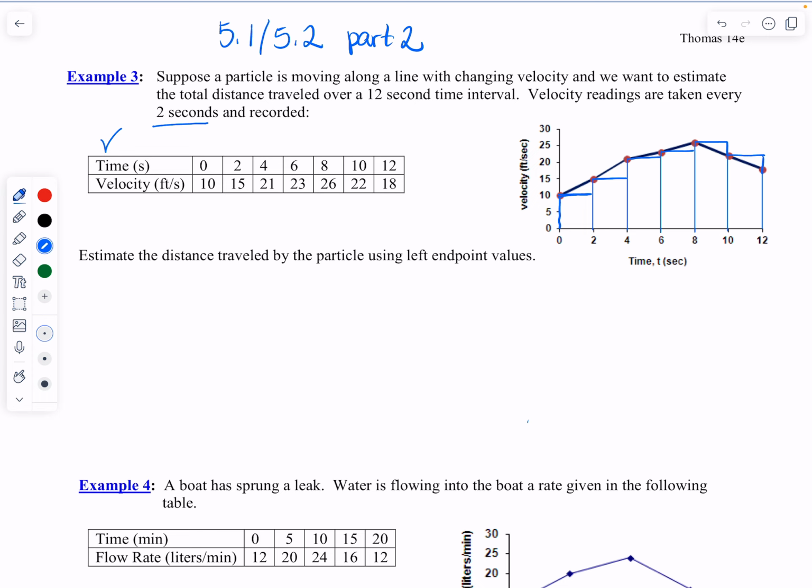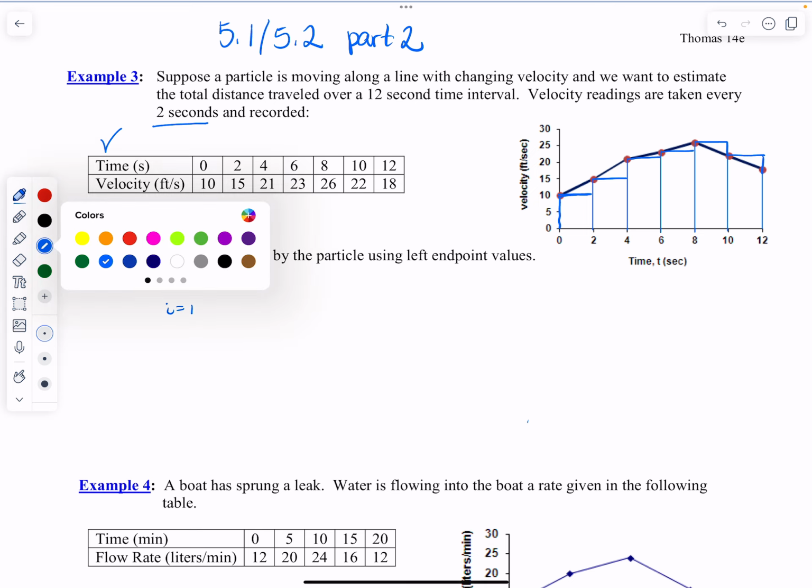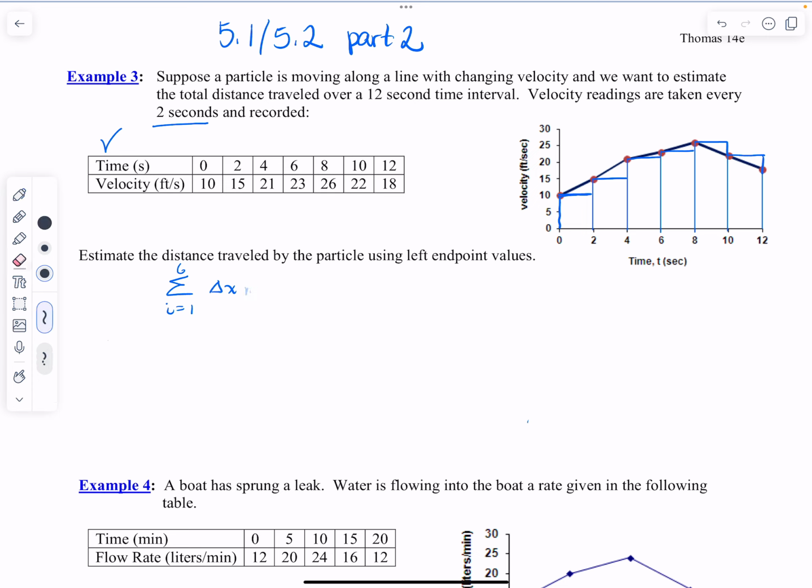Remember, we're summing. We're taking the summation over the intervals 1, 2, 3, 4, 5, 6 regions. So that's going to be sigma going to 6, and then we're doing delta x. And remember, we're taking the left endpoint, or x sub L.